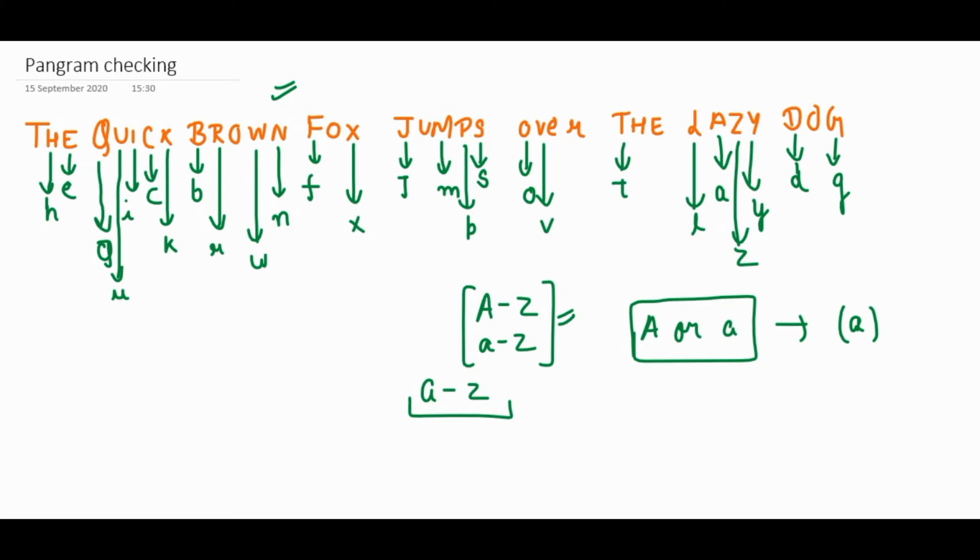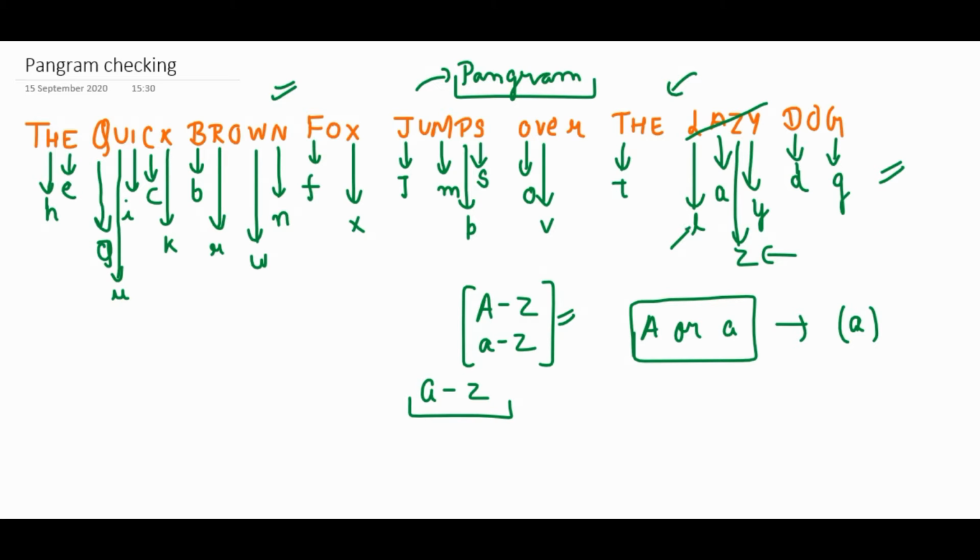As you can see, this sentence, the quick brown fox jumps over the lazy dog, contains all the letters from A to Z. I have already mentioned it, and you can see all the letters are present here. So this is a pangram. You can have repeated characters, but you should have all the characters from A to Z to make it a pangram, right?